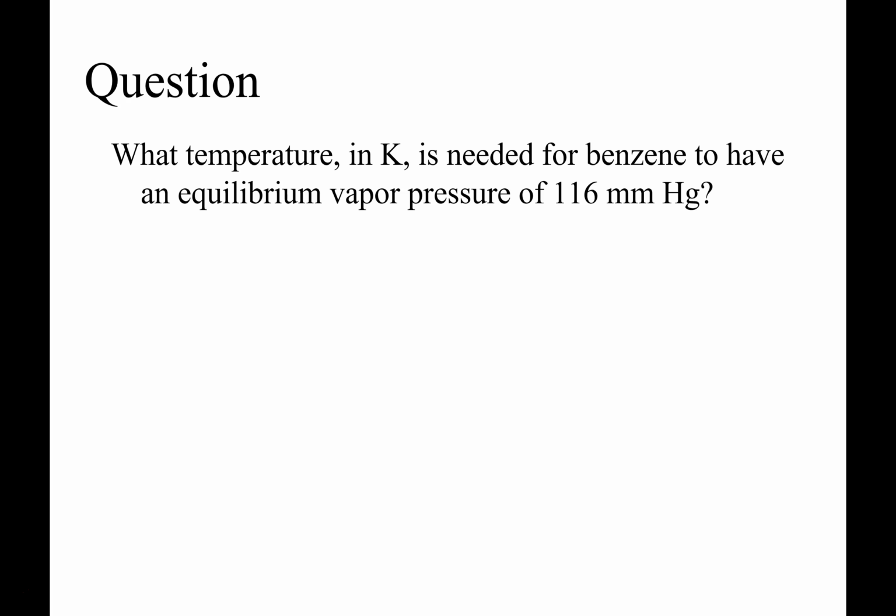Okay, so here's a question. So if we find benzene on our curve, the question here is, what temperature in Kelvin is needed for benzene to have an equilibrium vapor pressure of 116 millimeters of mercury? I have no idea. Well, if we're going to use this data, notice that we have 116 millimeters of mercury, but over here, this is the natural log of equilibrium vapor pressure. So right off the bat, all I'm going to do is take the natural log of that.